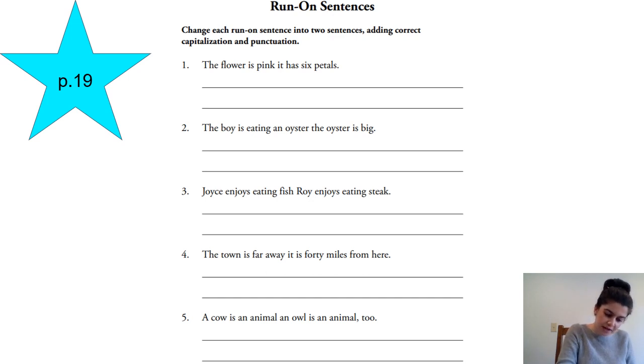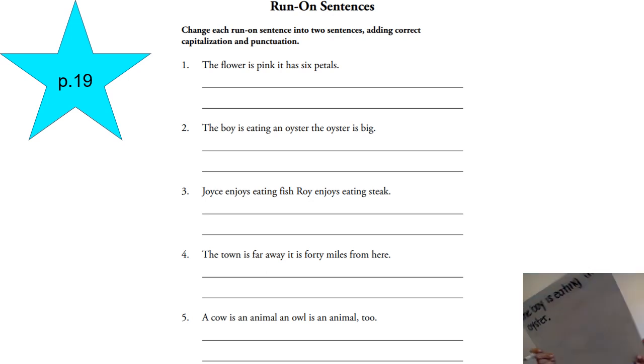Start with a capital T. The boy is eating an oyster. Period at the end. Go ahead and write that as your first sentence. The boy is eating an oyster. This is for number 2.